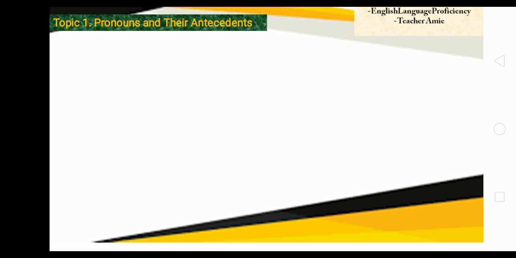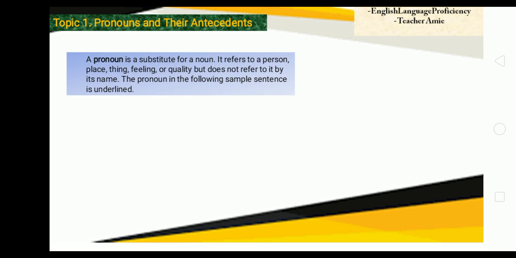Okay, so we have to discuss now the pronouns and their antecedents. Let's define first pronouns. When we say pronoun, this is actually a substitute for a noun. I know you are all aware of that. Pronoun is a substitute for noun. Say for example, ayaw mong sabihin na si Jane, you say she. Or ayaw mong sabihin na si John, you say he. So you use pronouns to substitute noun if you do not want to state their specific name.